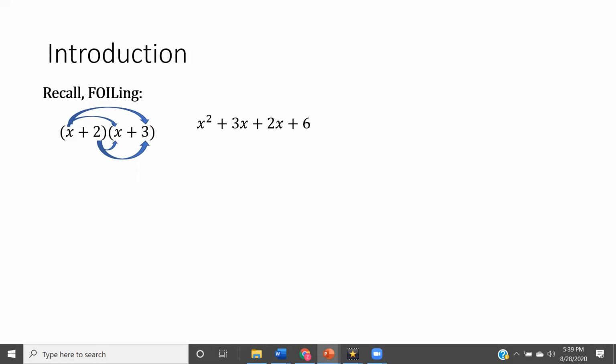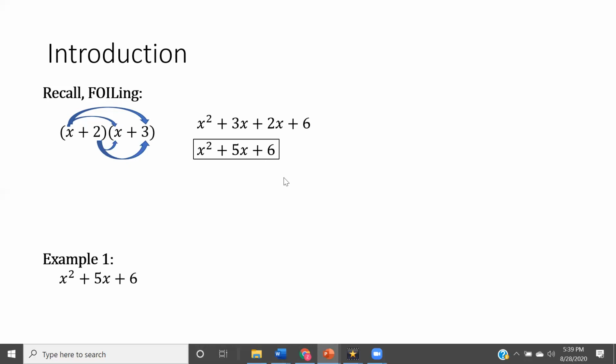X times x is x squared, x times 3 is 3x, 2 times x is 2x, and 2 times 3 is 6. I combine like terms to get x squared plus 5x plus 6. Now, what factoring is, is undoing this property. That's the whole goal. Sometimes it's better to have it in the standard form of x squared plus 5x plus 6, but there's a lot of advantages for us to write it in its factored form. So that's the purpose of this section, to go backwards.